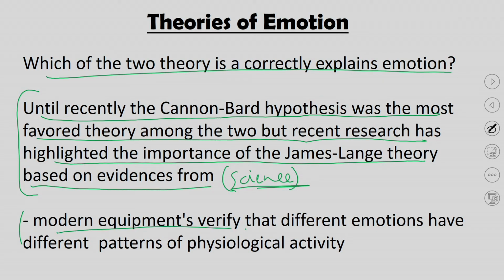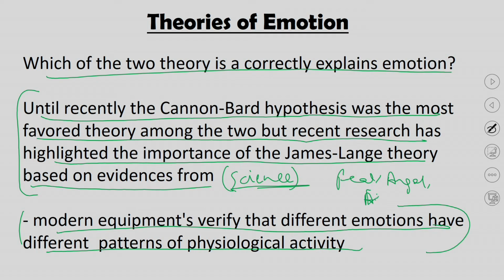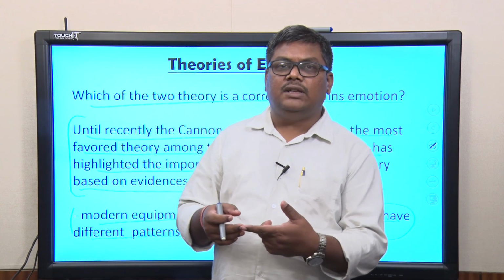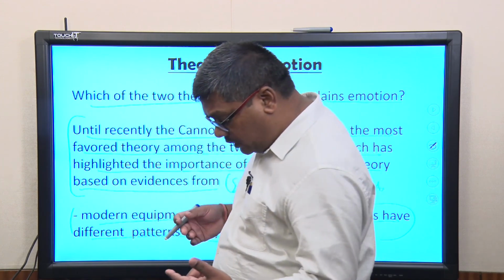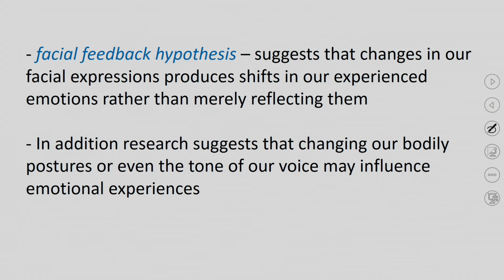First, modern equipment verifies that different emotions have different patterns of physiological activity. So, as fear, anger and happiness are different emotions, they are accompanied by different physiological activity, which means that the physiological activity defines emotion. The physiological activity sets forth emotion. So, first you feel the physiological activity, and later on it will label what emotion you are feeling.